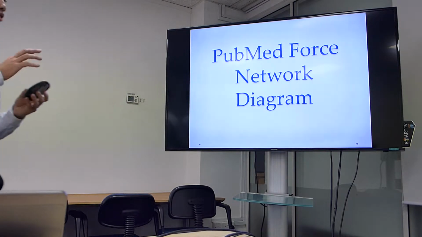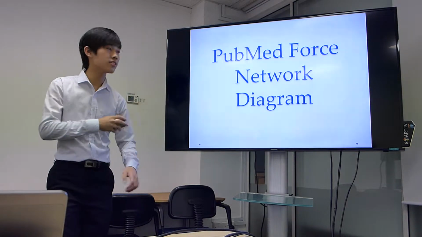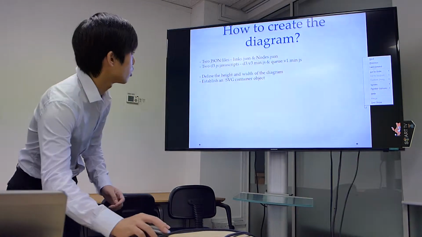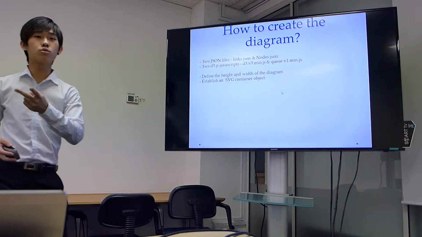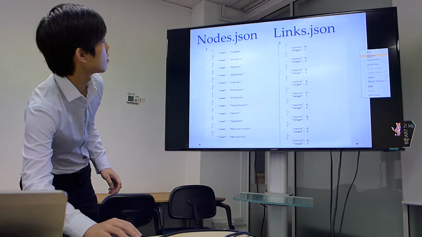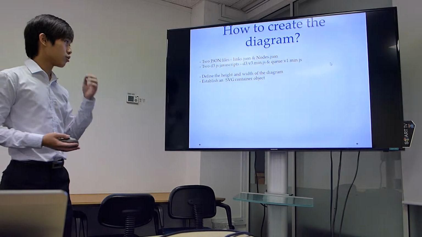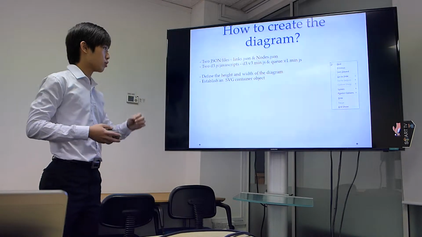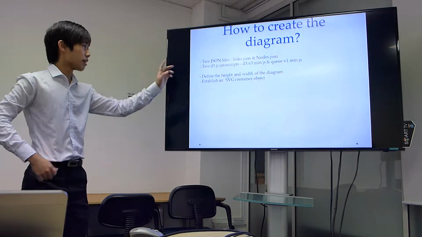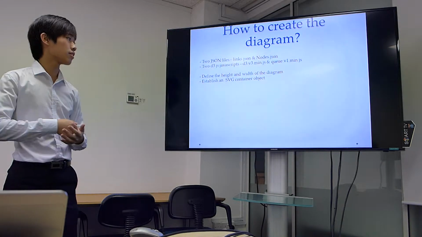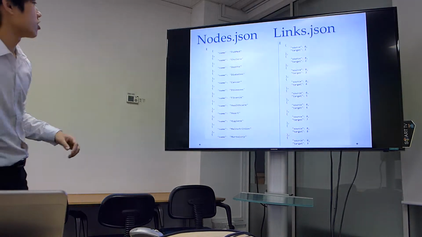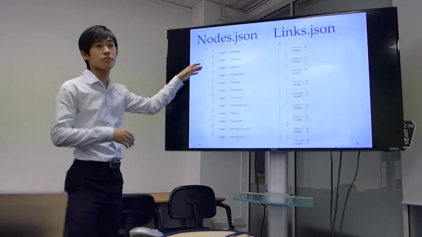So I will tell you how we create this network diagram. For other charts, normally we only use one JSON file. However, for this network diagram, we need 2 JSON files: the links JSON and the nodes JSON. For this diagram we also need 2 JavaScript files, and we have to define the height and the width of the diagram, and establish the SVG container object.